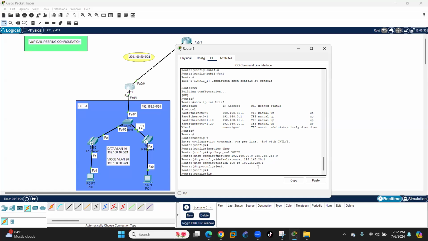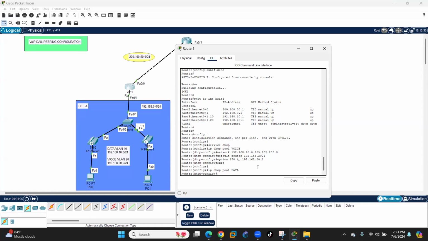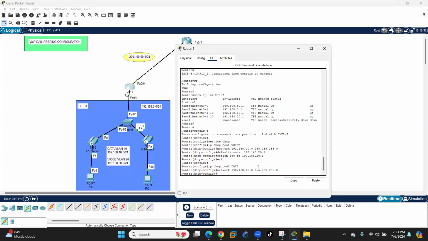All right. IP DHCP pool for data. Now I'll do the data. Network is 192.168.10.0, 255.255.255.0. Default router is 192.168.10.1. That is all.